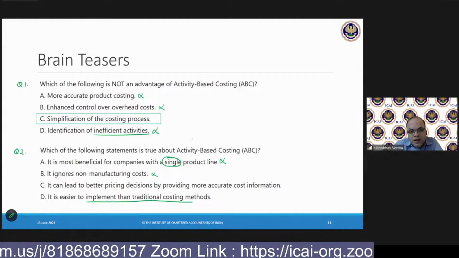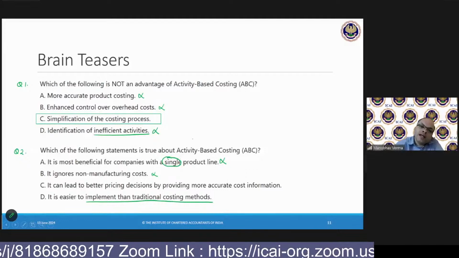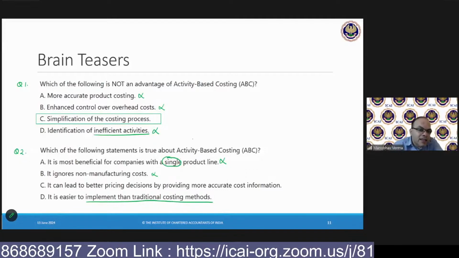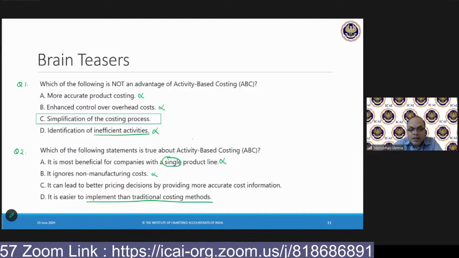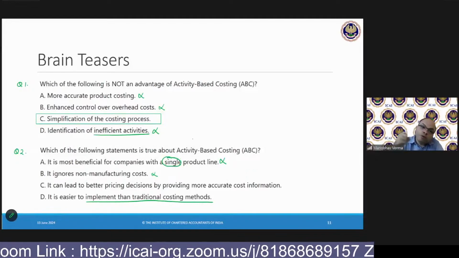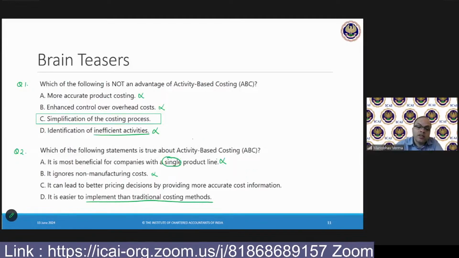That was a reason for the answer for question number one, that initially the costing process has to be relooked and it may not be simplified actually. And that's why it is not easy to implement, but once you put in those efforts, it yields the result. So this is not the answer.